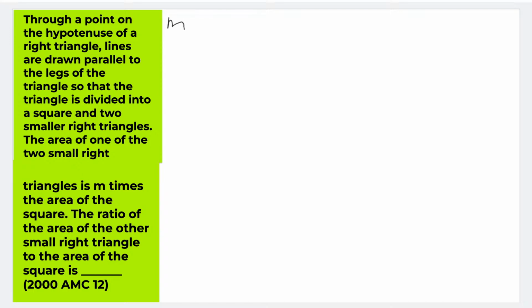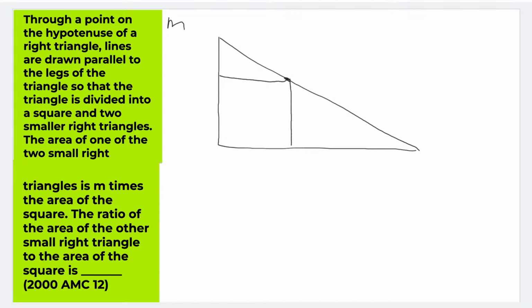So we have a right triangle here. Pretend through a point on the hypotenuse of a right triangle, lines are drawn parallel to the legs. So pretend I choose this point, and then I have this parallel to this and parallel to this, the legs of the triangle, so that the triangle is divided into a square and two smaller right triangles. So pretend the side length of the square is x, which means this one is also x. So pretend this is the smaller triangle, this one, I'll highlight it. So this one's m times the area of the square. So the area is x squared times m.